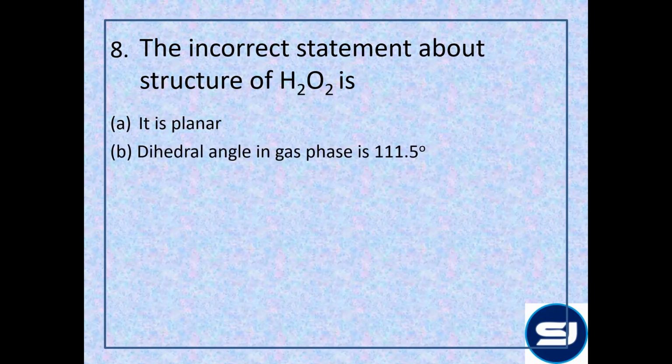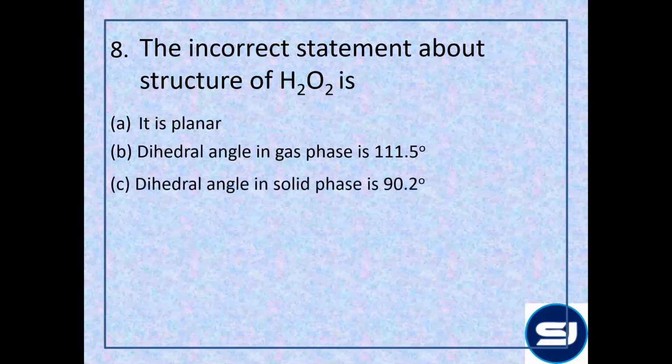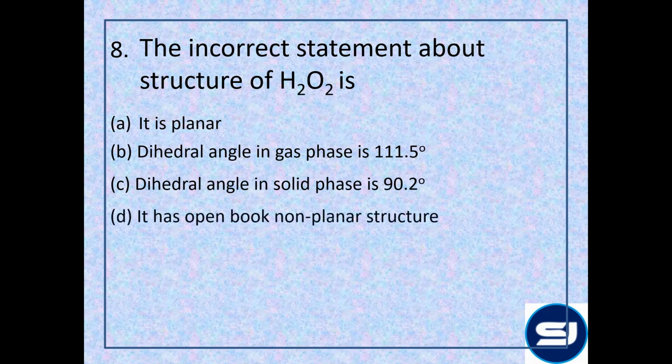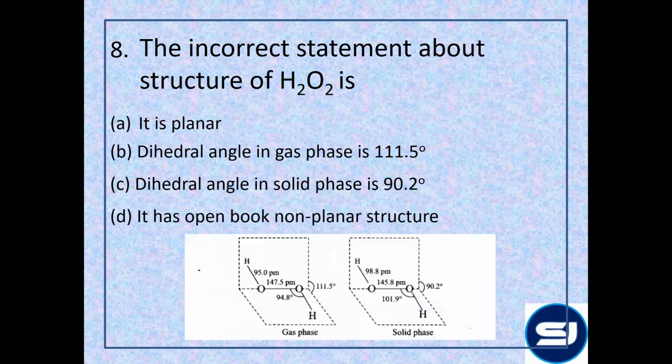आगे, dihedral angle in gas phase is 111.5 degree. It has an open book like structure, और उस open book का जो angle है, outer angle in gas phase, it is higher than the solid phase. और ये angles अगर ध्यान दोगे तो 111.5 and 90.2 degree respectively था, तो correct है. And it has open book non-planar structure, ये भी correct है. Here is the structure which is given in NCERT. So this is called as the dihedral angle.